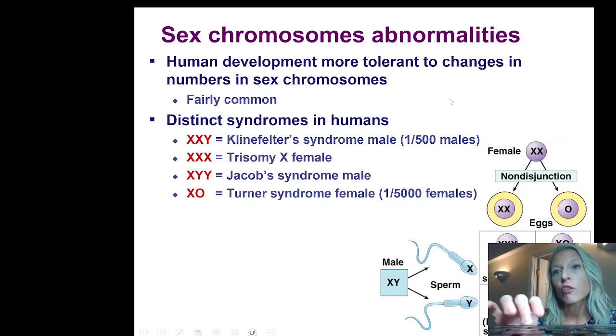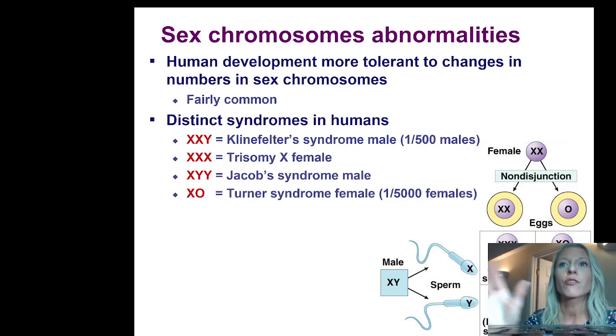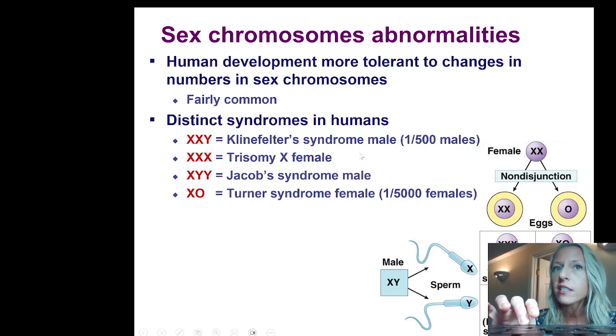There can be some sex chromosome abnormalities as well, where we see the spectrum of sex chromosomes, right? If you have XXY, you have what's called Klinefelter syndrome. XXX is trisomy X. XYY is Jacob's syndrome in males, and XO is Turner syndrome in females. These are pretty rare, but they do happen.